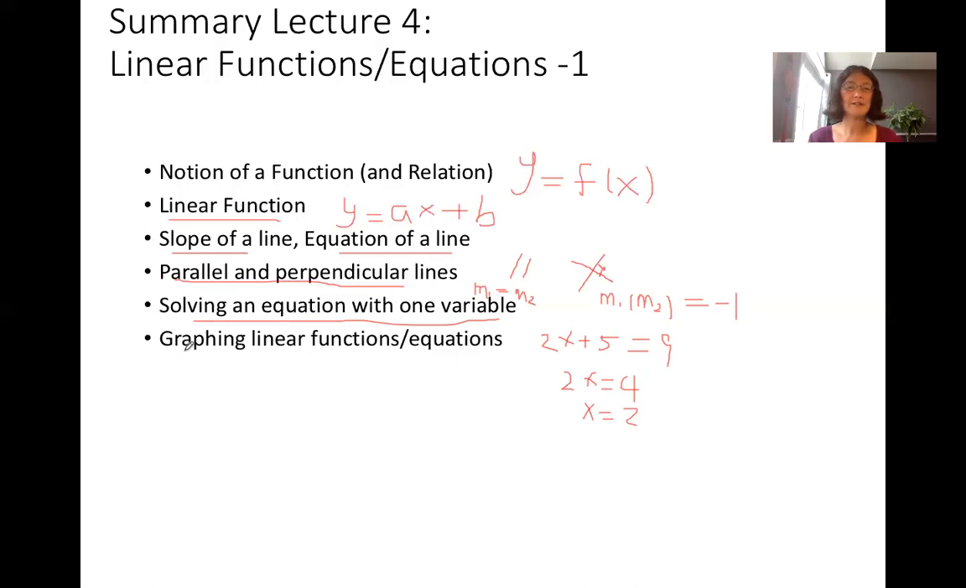Graphing linear equations. You can do the graph by hand using x, y coordinates. Set up some values for x, figure out what y is, and plot the points. The other way is to use Excel.